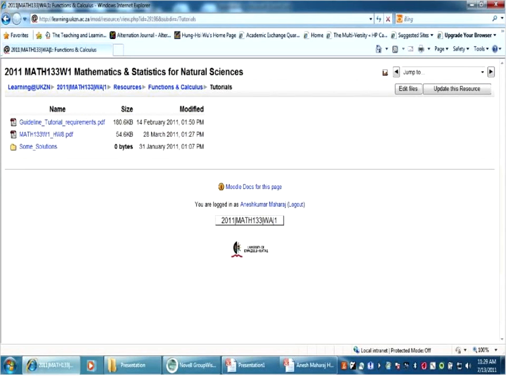The next slide deals with the folder. Again, it's a folder for functions and calculus. There's a section, the part for tutorials. If they click on that, for tutorials, they'll get the guideline tutorial requirements. The next file dealt with homework, one of the homework units, I think it's homework unit 8. And there's a folder for some solutions.